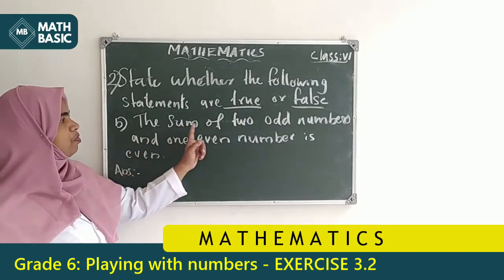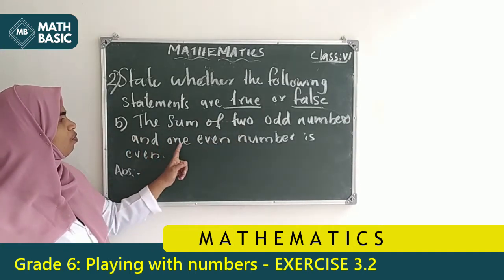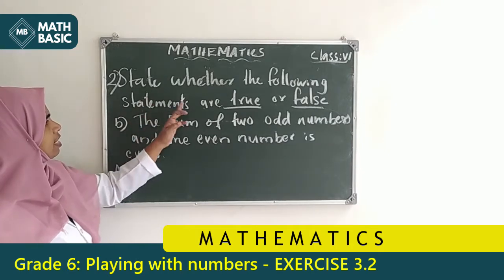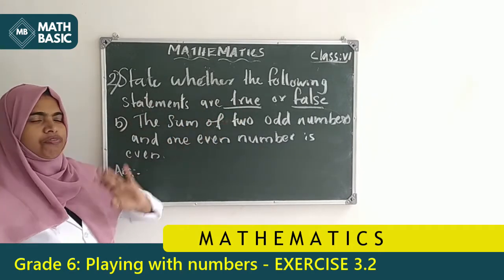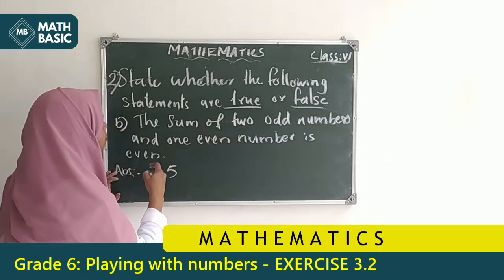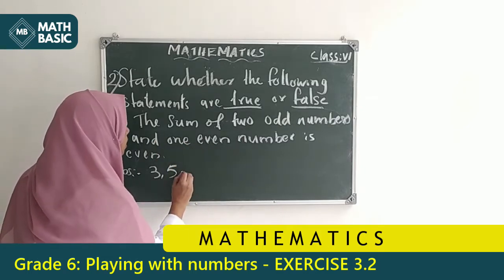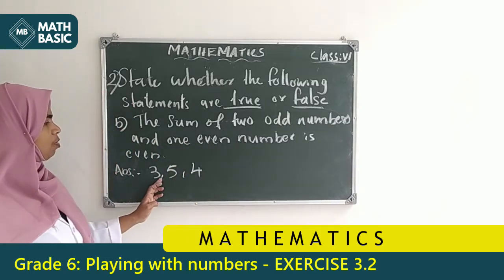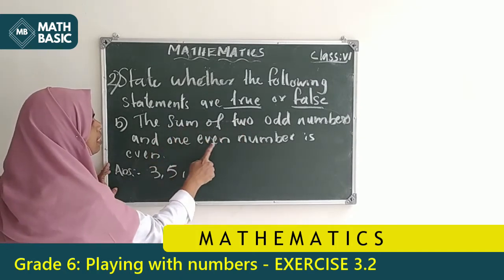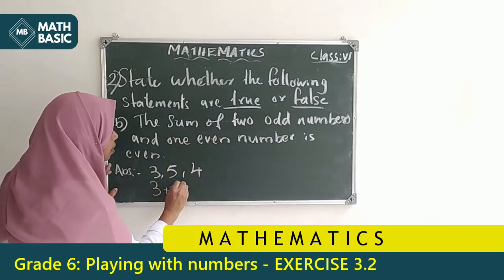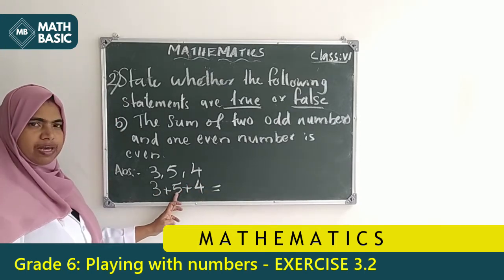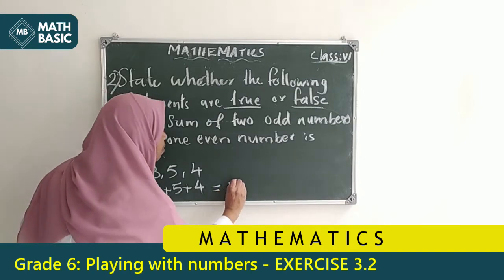B. The sum of two odd numbers and one even number is even. State whether the statement is true or false. Take two odd numbers 3, 5 and one even number 4. That is 3 plus 5 plus 4 equals 3 plus 5, 8. 8 plus 4 is 12.